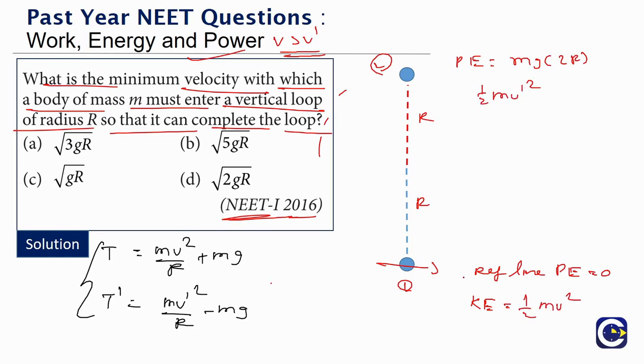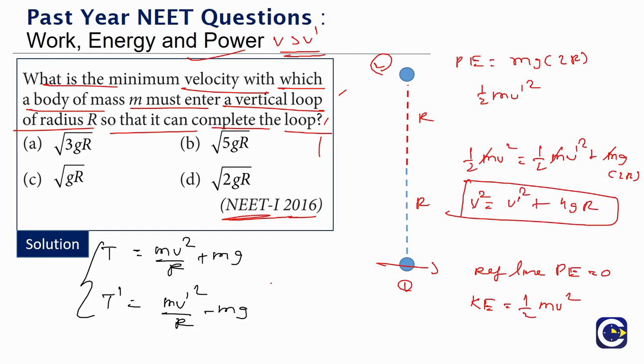So the relation is: initial kinetic energy plus potential energy 0 is equal to final kinetic energy plus potential energy. M will get cancelled. Multiply both sides by 2. We'll get v square is equal to v dash square plus 4gr. So we can see that V dash will be lesser than V. Now the question is, they are asking what is the minimum value for this V.